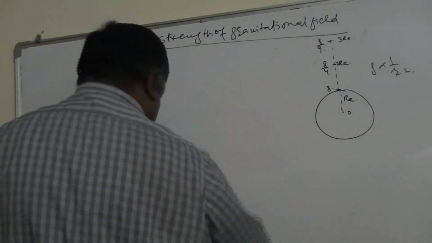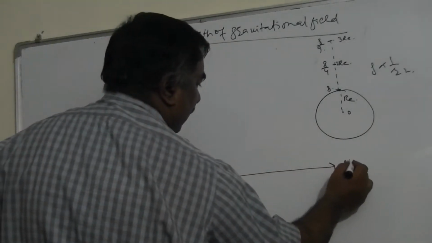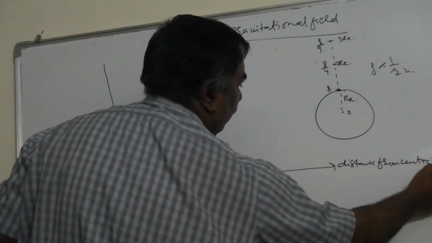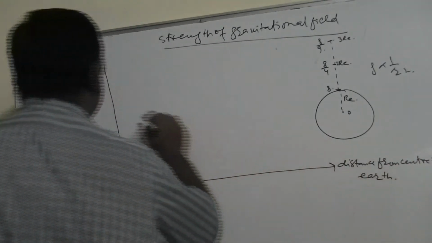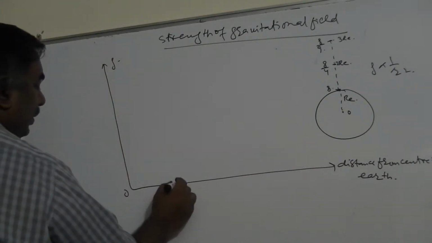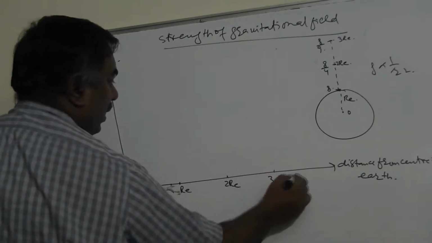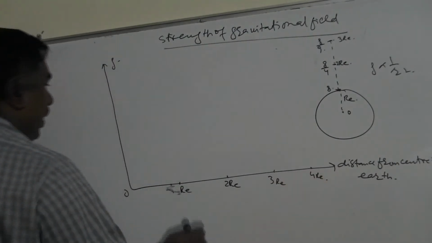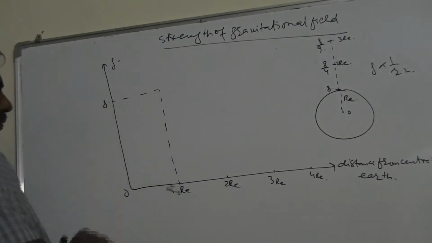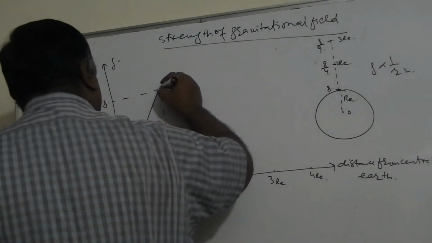How is the graph determined? Suppose here I am taking distance from the center of Earth, and this is the value of g. This is 0. Suppose this one is the radius of Earth. This is twice the radius of Earth, this is thrice the radius of Earth, and this is 4 times the radius of Earth. Now at the radius of the Earth, the value of g is fixed, which is g, or 9.81. Inside is always a straight line graph.